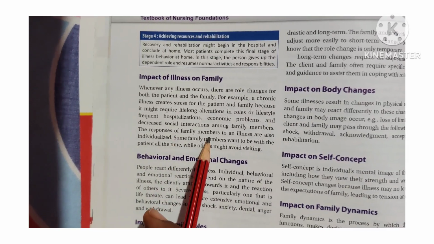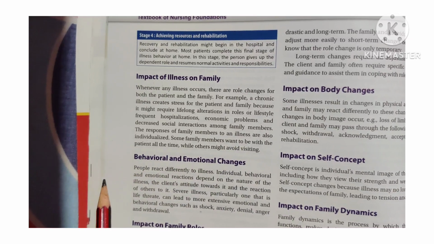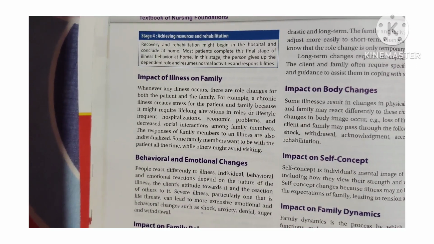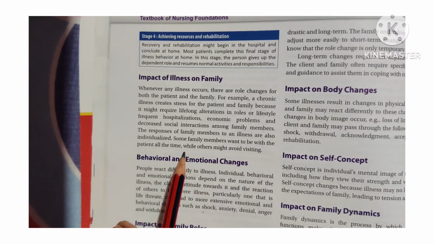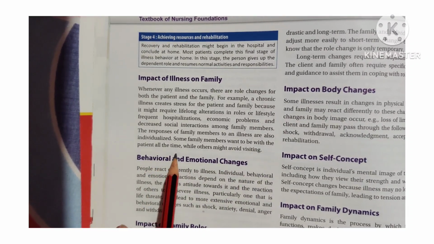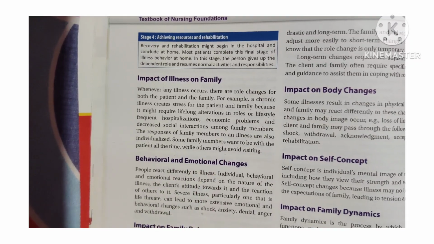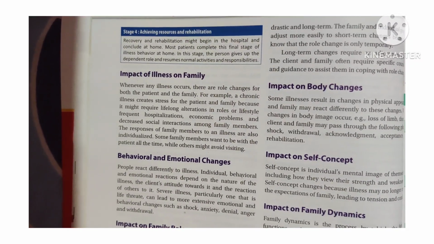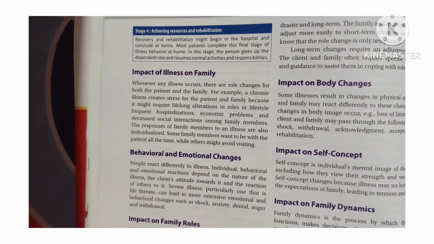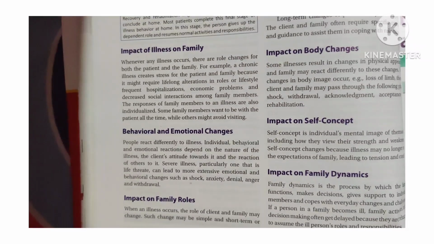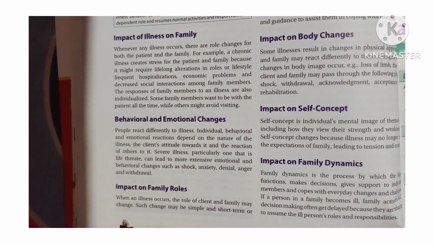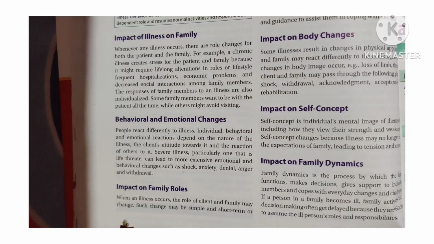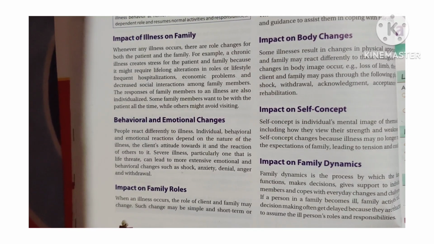So the response of family members to an illness is also individual. Similarly, some families will take care of the patients very well, some will neglect the patients. Some family members want to be with the patient all the time, while others will avoid visiting. Suppose we have some illness, they will not take care of the patient. They will maintain a distance from the patient. But some people will take care of the patients very well. So it can be in both ways. Some will avoid the patient. Once the patient gets some dreadful disease, they will avoid it. They will not see the patient.